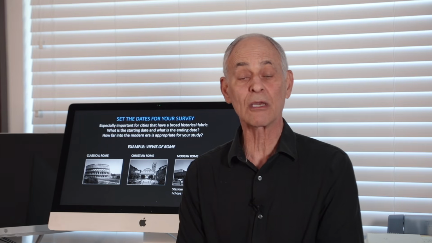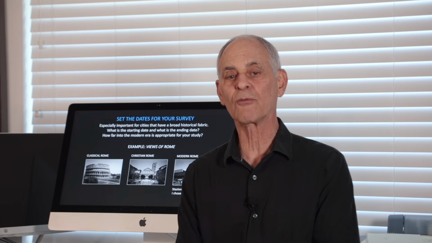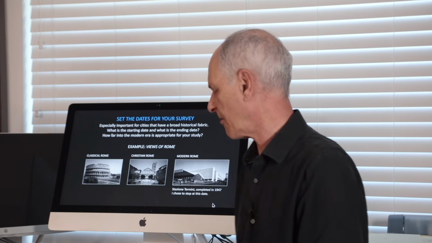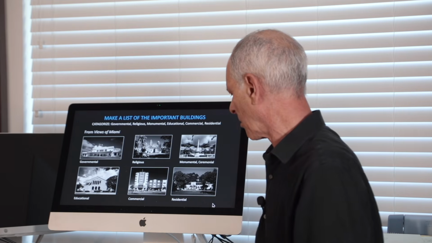And I'm doing the same thing in Coral Gables where I'm working. I'm interested in certain aspects of Coral Gables architecture, not the new stuff. Make a list of the important buildings. And I suggest categorizing them. What I'm doing, for example, in Miami: governmental, religious, monumental, educational, commercial buildings, and residential. This will give you a really good guideline so that you're not just looking at everything, thinking, there are all these buildings, how am I going to handle this? Put them into categories. This will really help you organize.